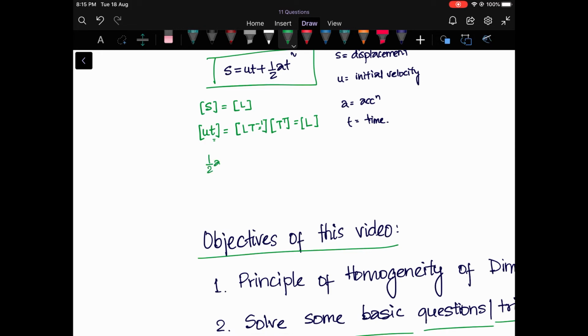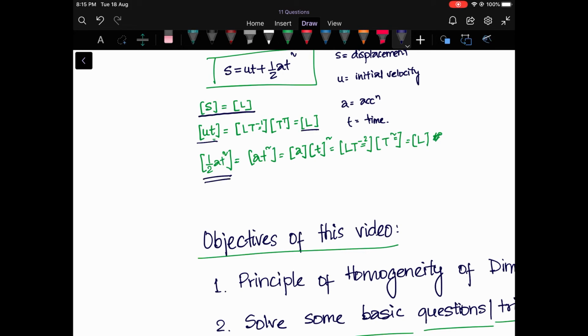Then we have the dimension of half at square. This half is a number. It doesn't have dimensions. So dimension will only be given by at square. This a here is the acceleration and t is the time. So we write separately. Acceleration, you know, is LT to the power minus 2 in dimensions. Then we have t square, that is time, so we have T square. This T to the power plus 2 and this T to the power minus 2 is going to give you T to the power 0. That's why we get only L and we get T to the power 0, so we don't need to write this. So you can see from here also, dimension of this term here is L, dimension of this term is also L, even dimension of this term is L.